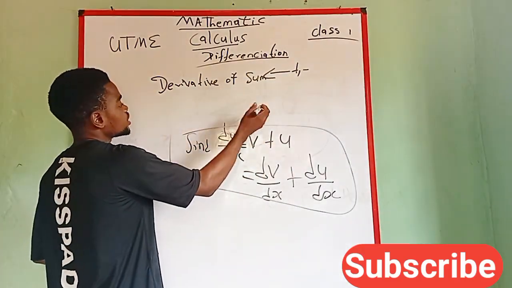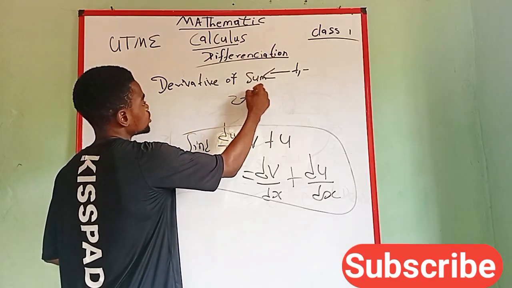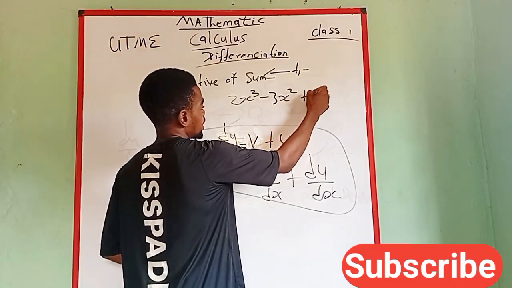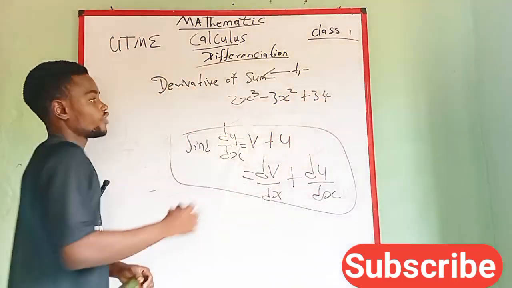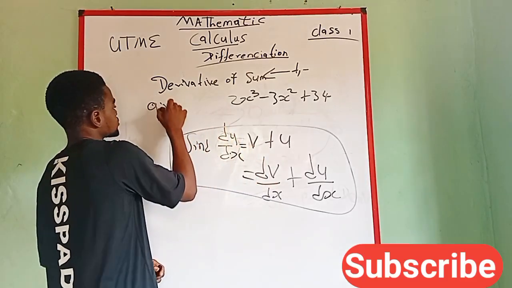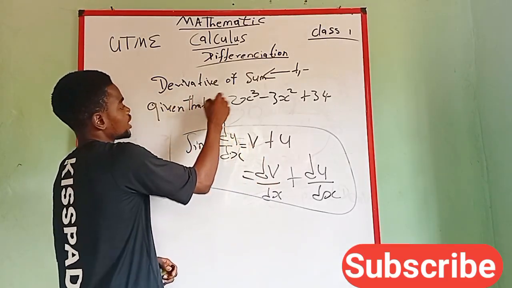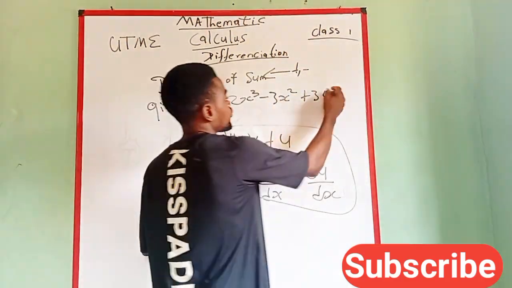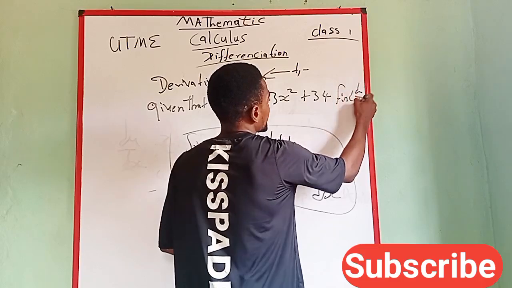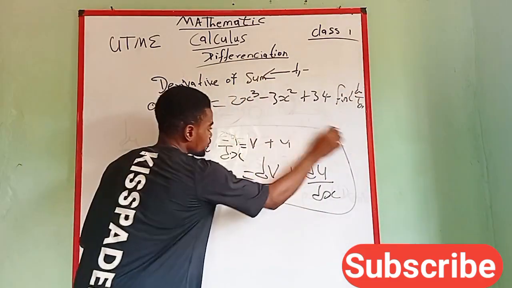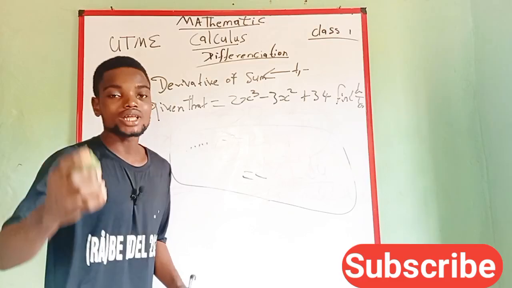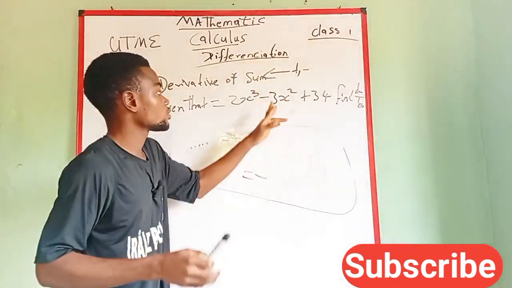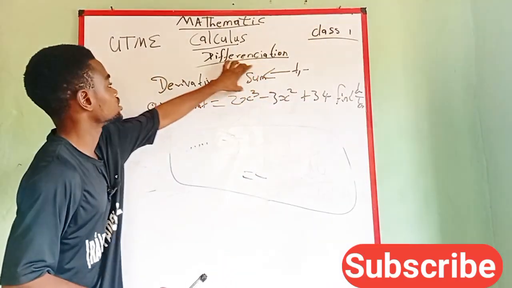So here we have: differentiate 2x cubed minus 3x squared plus 34. Given that 2x cubed minus 3x squared plus 34, find dy over ds. So they are simply saying you should what? Differentiate. Now, if you look at this, how do you know that it is in sum? They join each other with a negative and a positive, which tells us that it is a what?